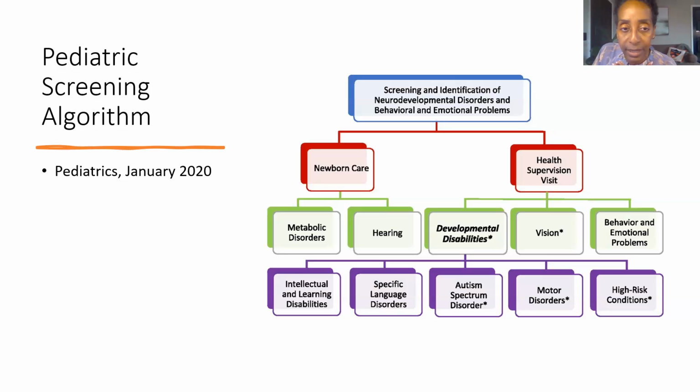And then the green line depicts what is screened. So in the outpatient setting, we should screen for developmental disabilities, vision, and behavioral and emotional problems. The purple line really specifies what type of developmental disabilities we are screening for, from intellectual to learning disabilities, specific language disorders, autism, motor disorders, and then those high-risk conditions. I want to emphasize, though, that regular screening increases the opportunity for the child and family to benefit from early identification and intervention.